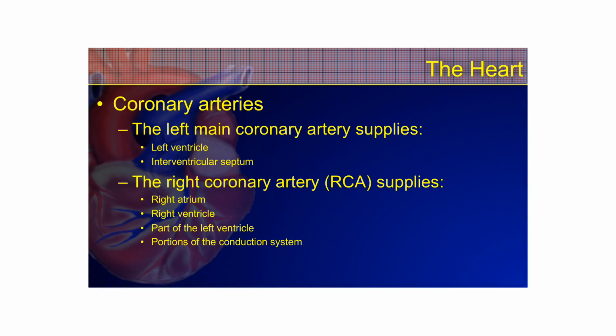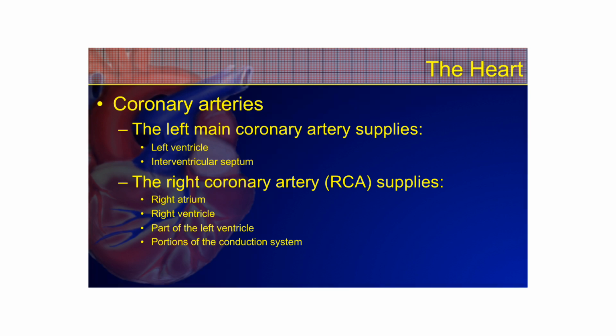For instance, the circumflex artery actually supplies the left atrium and part of the lateral surface of the left ventricle, and the inferior surface of the left ventricle in about 15% of people, and in the rest of them, that inferior wall is actually going to be supplied by the LAD or the RCA, the right coronary artery. The left circumflex also provides blood to the posterior wall of the heart in about 15% of people, where in the other 85% it's provided by the RCA.